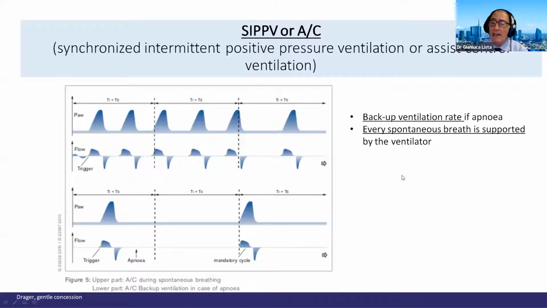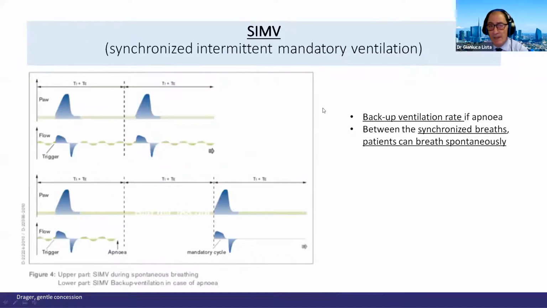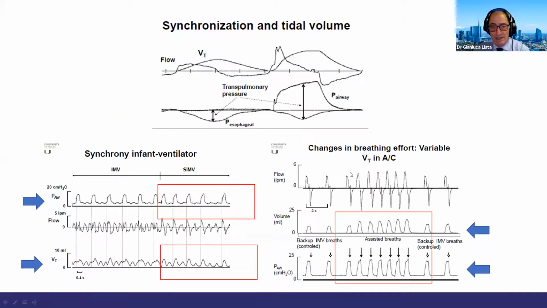This modality of mechanical ventilation is typical in the acute phase of RDS. On the contrary, in SIMV, the synchronized intermittent mandatory ventilation, the neonatologist sets a backup ventilation rate, but between the synchronized breaths, the patient is left to breathe spontaneously. This modality of mechanical ventilation is often used during the weaning phase of RDS.